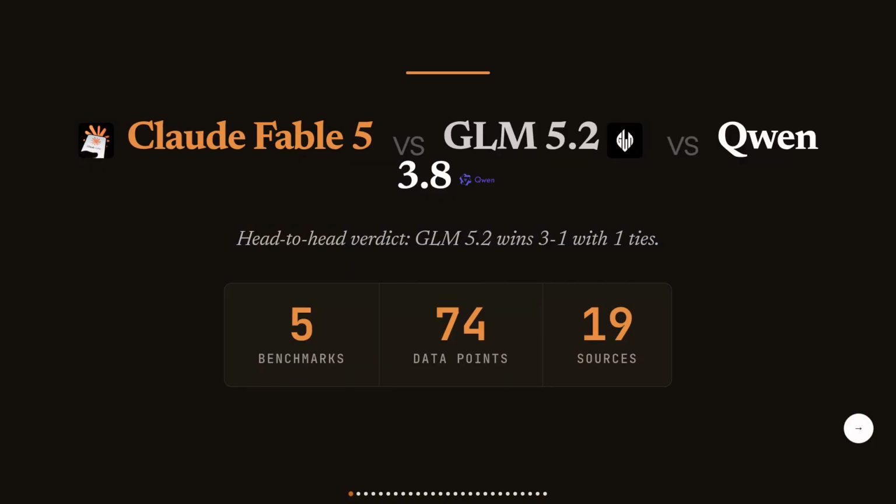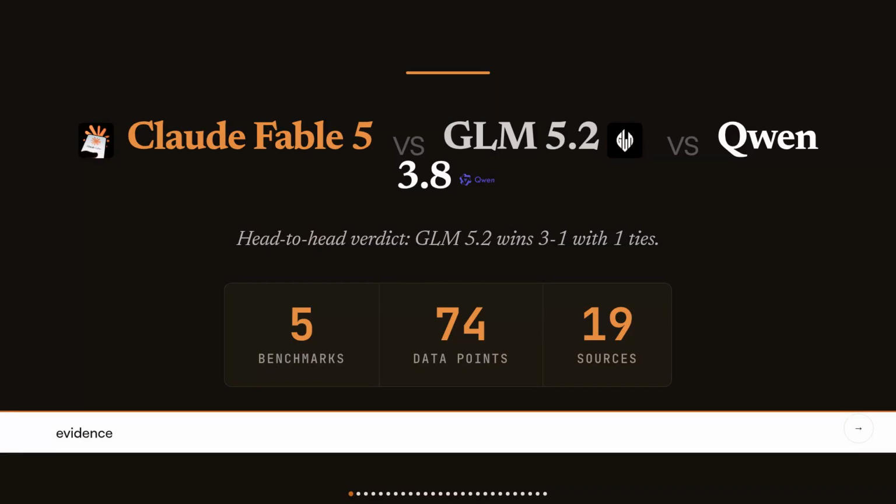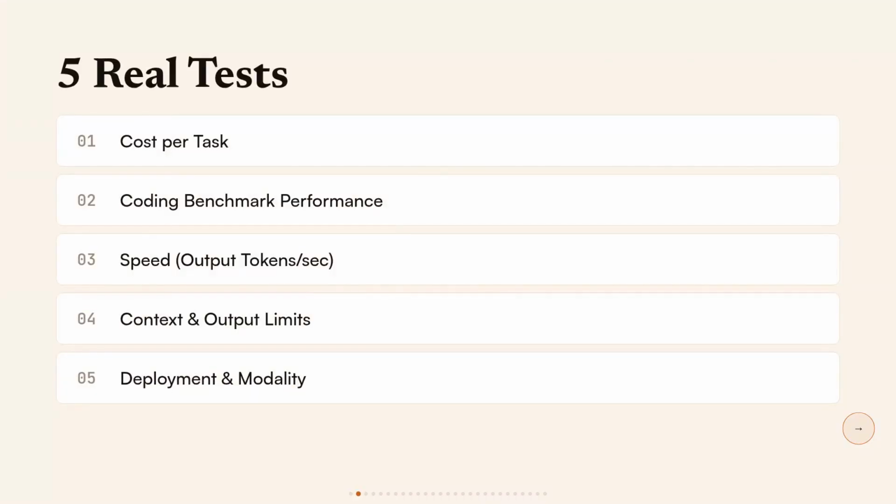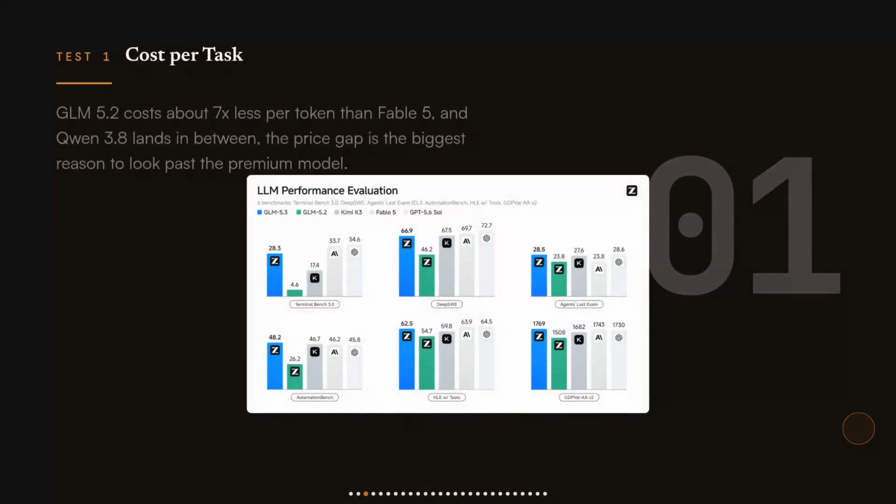Claude Fable 5, GLM 5.2, and Qwen 3.8 just ran through the same 5 tests, and the cheapest of the 3 actually beats the most expensive one on 2 separate benchmarks. Qwen 3.8 costs a fraction of Fable 5's price and still edges it out on Terminal Bench and Paper Bench, which isn't supposed to happen when one model costs this much more than the other. By the end of this video, you'll know exactly which one earns its price tag and which one is just charging you for a name.